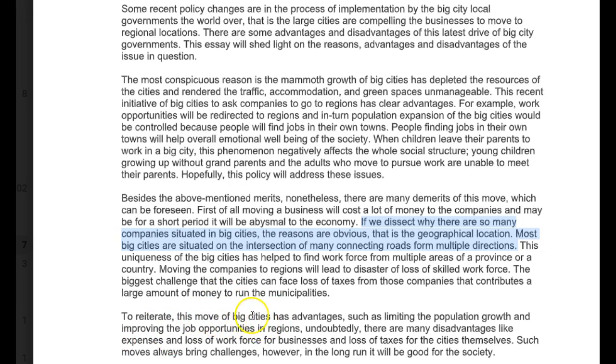"So this move of companies from large urban centers has advantages such as limiting the population growth and improving the job opportunities in regions. Undoubtedly," you need a full stop here. Full stop. "Undoubtedly, however, there are many disadvantages like expenses and loss of workforce for business and loss of taxes for the cities themselves. Such moves always bring challenges. However, in the long run, it will be good for the society."